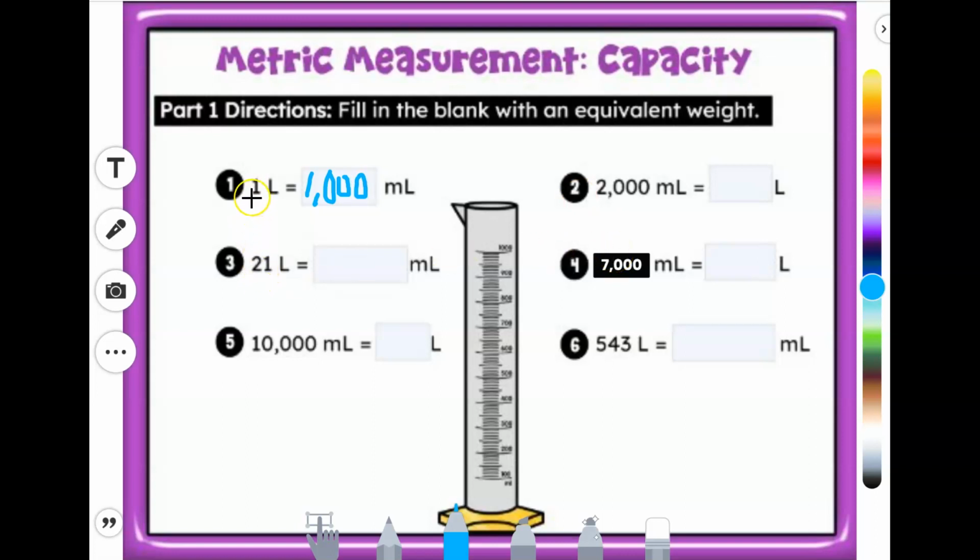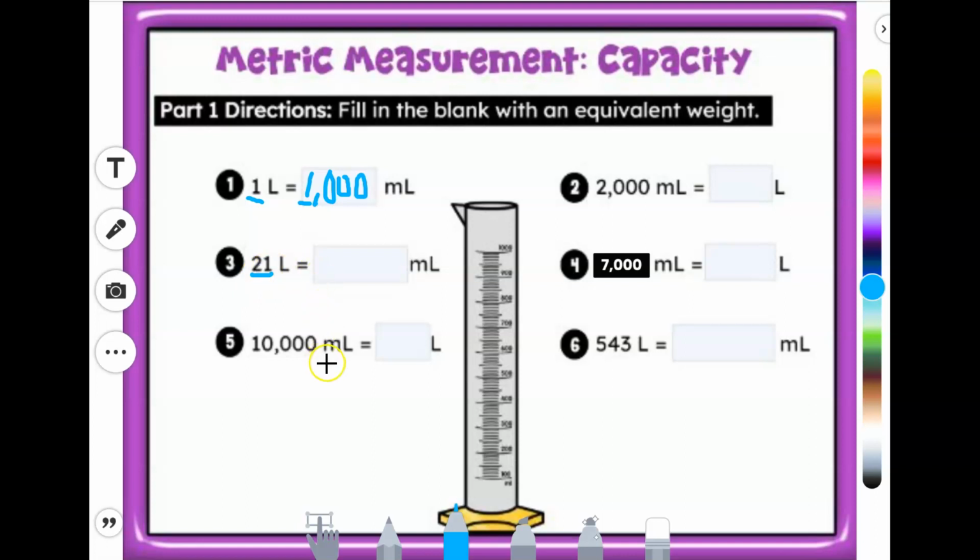If I notice the ones place here matches the ones place in my thousands, that helps me know that however many liters I have, that's how many thousands of milliliters I have. So if this says 1 liter equals 1,000 milliliters, then 21 liters would be how many thousands of milliliters?